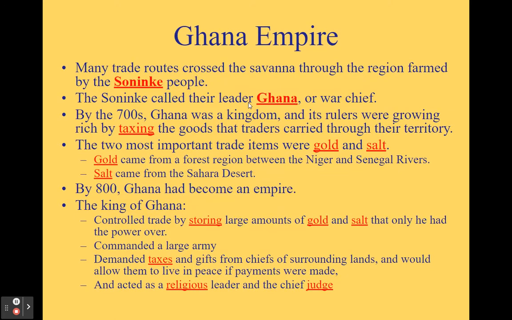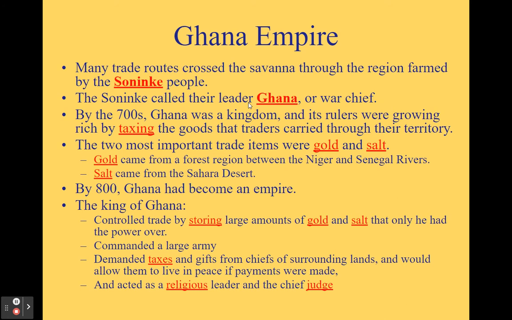Now, with the Ghana Empire, there were many trade routes that crossed the savannah through the region farmed by the Soninke people. The Soninke called their leader Ghana, or war chief. That is where we get the name the Ghana Empire, because that is what they called their leader. By the 700s, Ghana was a kingdom, and its rulers were growing rich by taxing the goods the traders carried through their territory. Of course, what better way to make money than to get people to pay money to get access to your city or their empire so they can trade?